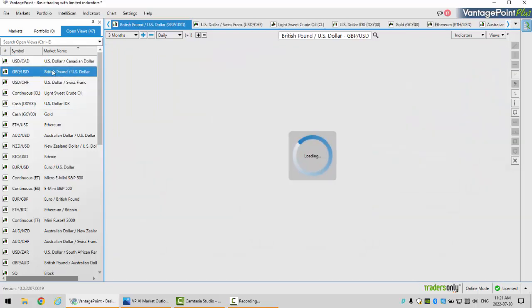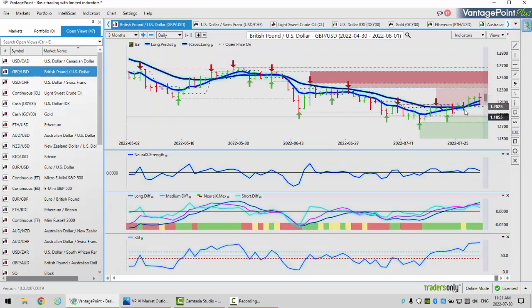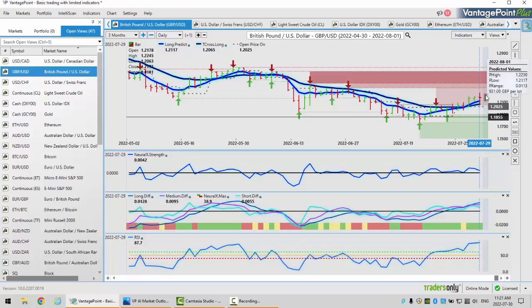Now, the pound dollar has made its move this past week against the dollar again, but there was some pretty heavy selling on Friday. And once again, this is a very different way of using the VantagePoint software, using that T-cross long as a pivot level, despite the predicted high and predicted low. They're fantastic tools, but this is the line, always the line in the sand for me.